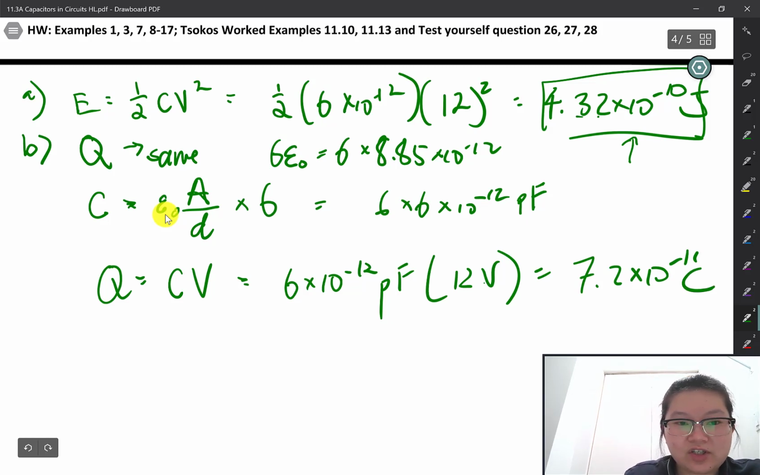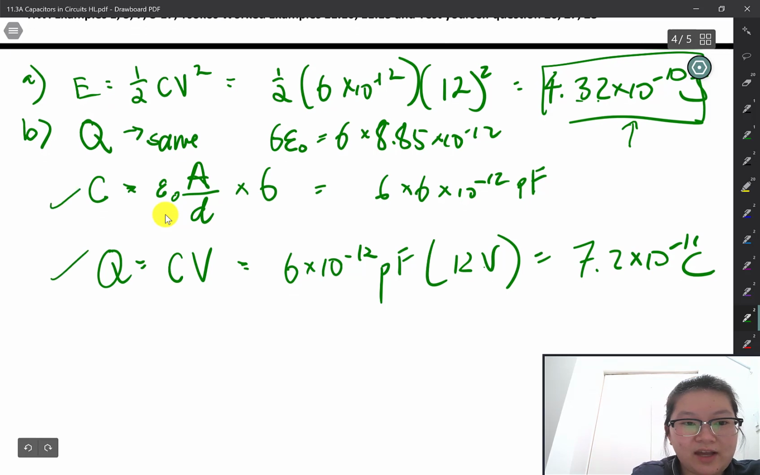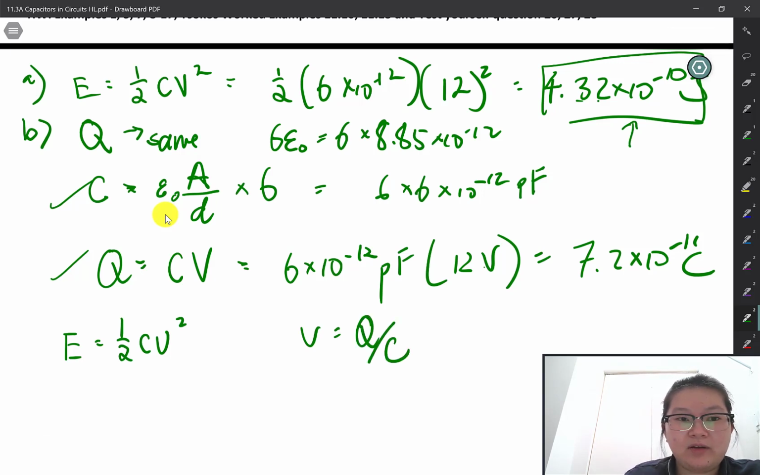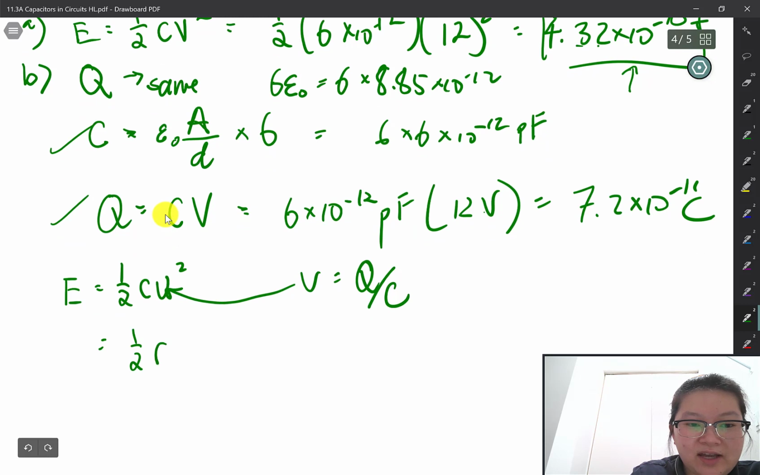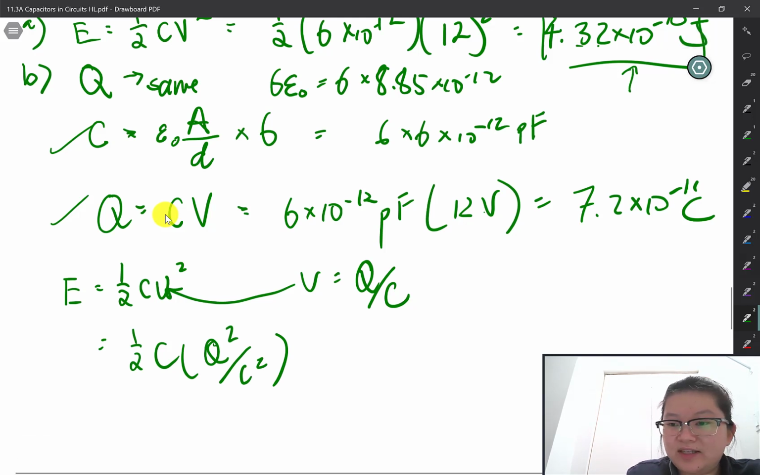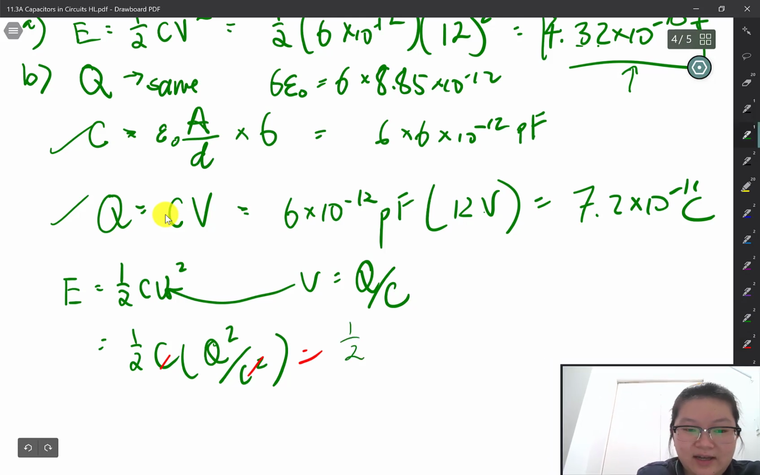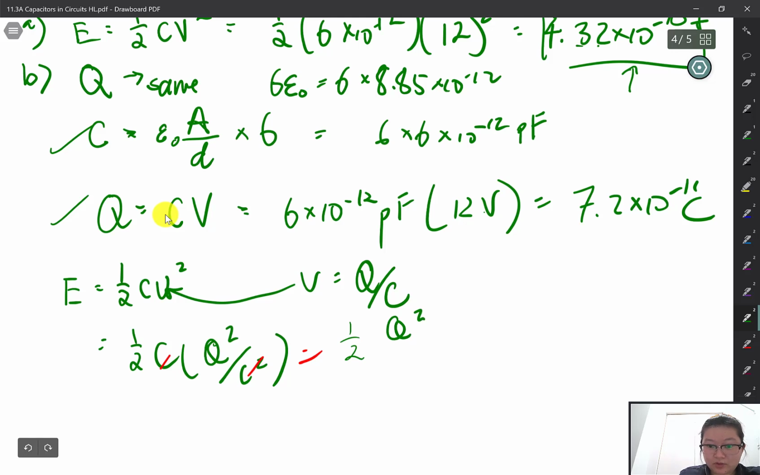Now I have the charge and I have the capacitance. I can then use an equivalent energy equation. We know the energy is 1/2 CV squared. But since the voltage is just Q over C, by rearranging that equation in your data booklet, I can substitute it in here, which gives me 1/2 C times Q squared over C squared. So ultimately, that leaves me with 1/2 Q squared over C.